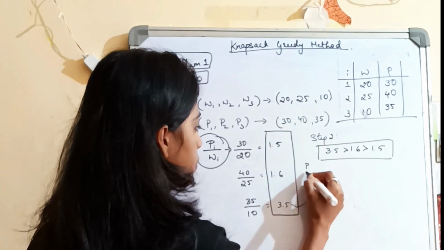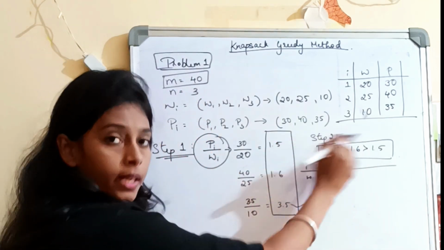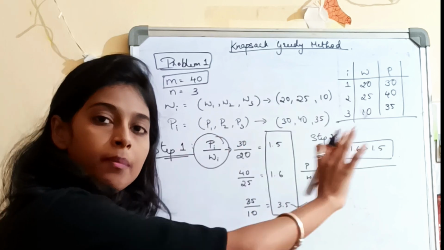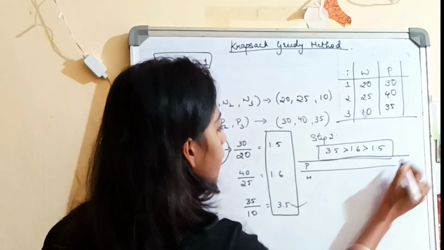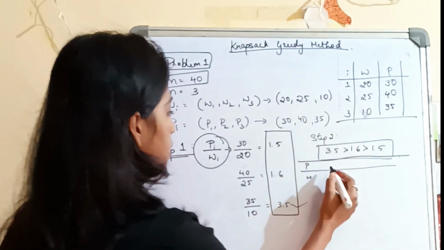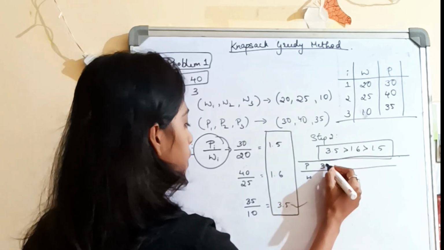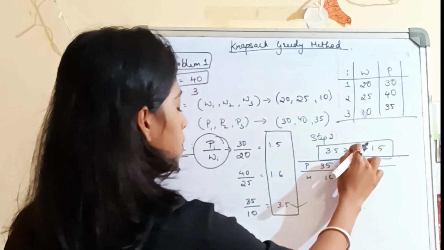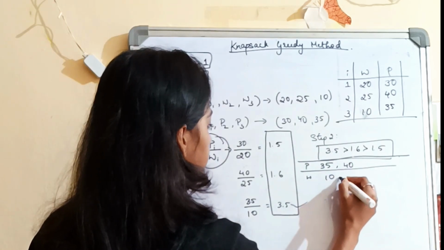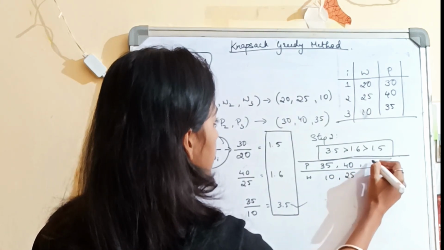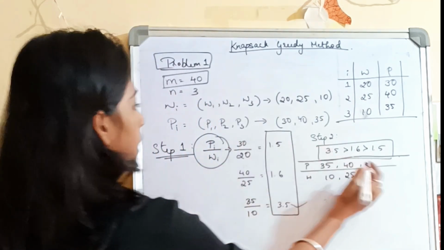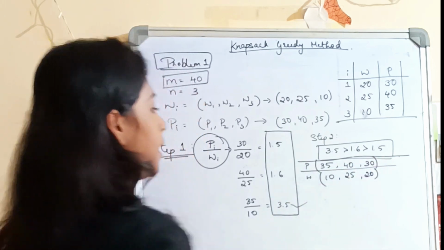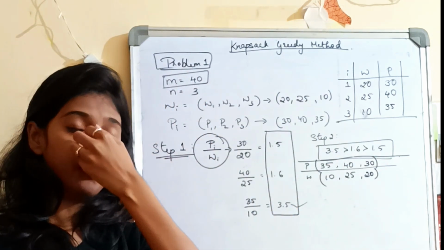This is profit and this is weight. So now, as we have arranged it here, we have to arrange the profit and weight also in the same order. What is the profit of this? The profit is 35 and weight is 10, correct? Then, what is the profit of this? The profit is 40 and weight is 25, correct? So for 1.5, this is 30 and 20. So this is the newly arranged profit and weight.